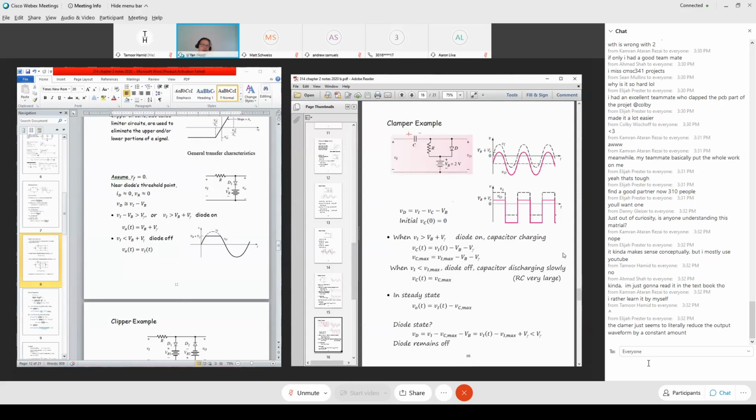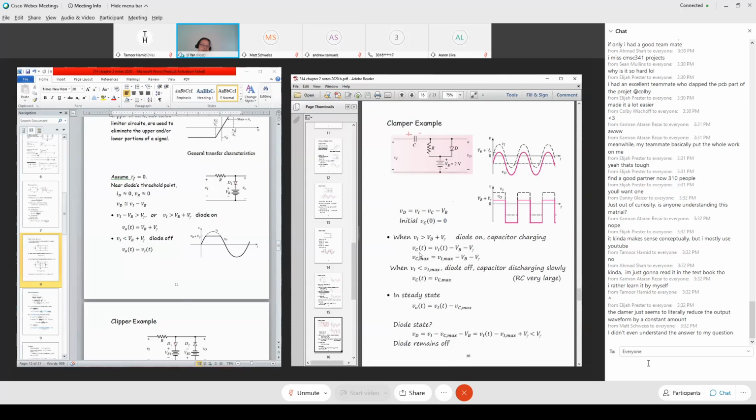Capacitor charging. When the capacitor charges, what's the capacitor voltage? It is this voltage minus this voltage. What's this voltage? It's VB plus V gamma. So capacitor voltage equals VI minus VB minus V gamma. So if input voltage gets maximum, capacitor voltage gets maximum. Again, the capacitor will charge to the maximum. But once the input voltage rolls off from the peak, the diode becomes off.